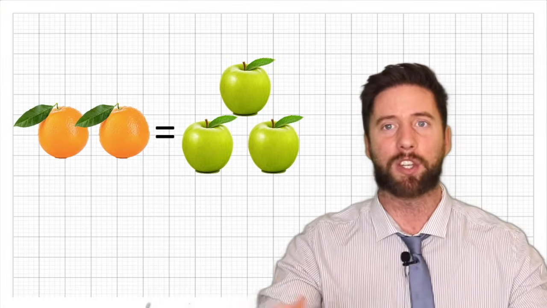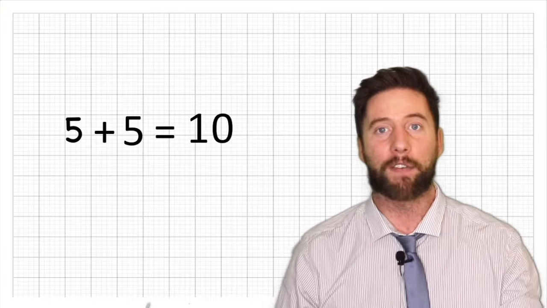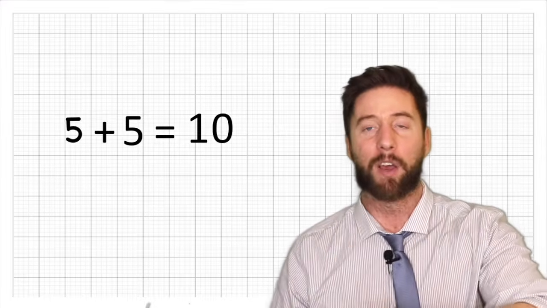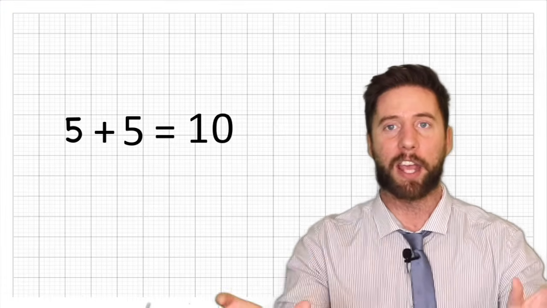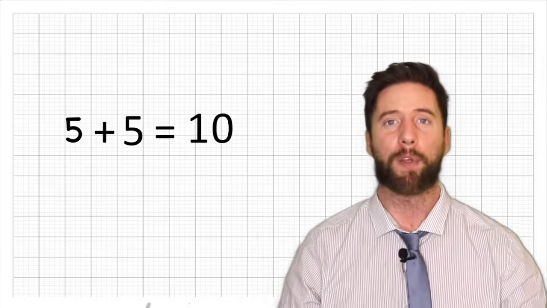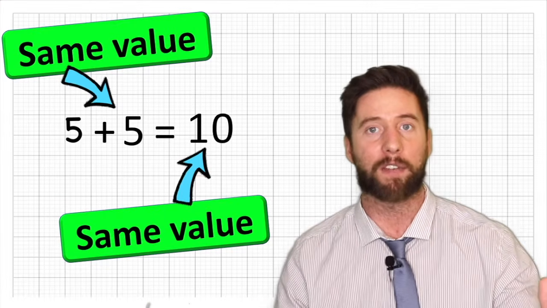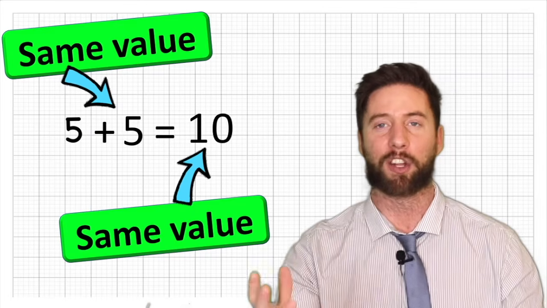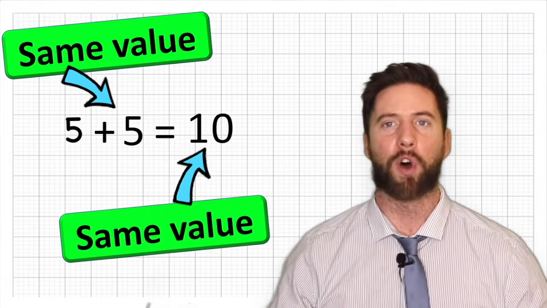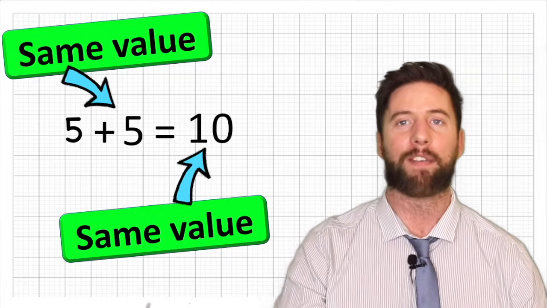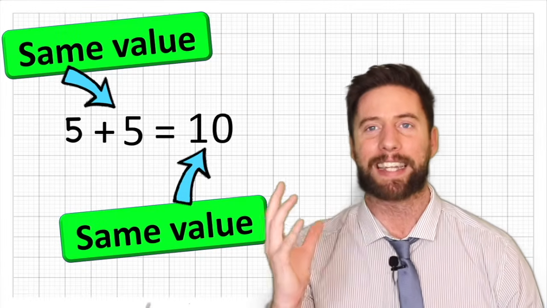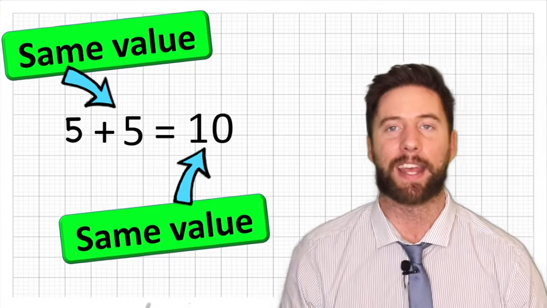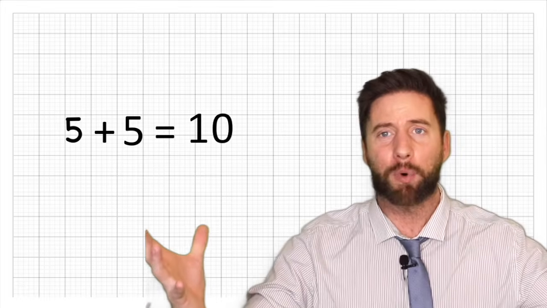Well, that's the same as equations. We might have 5 add 5 equals 10. We have different looking things either side of the equal sign, but they hold the same value. 5 add 5 is 10, and the 10 on its own is 10. And it's that word again, value. 5 add 5 has the same value as 10. So this equation is in balance. But why is that important?